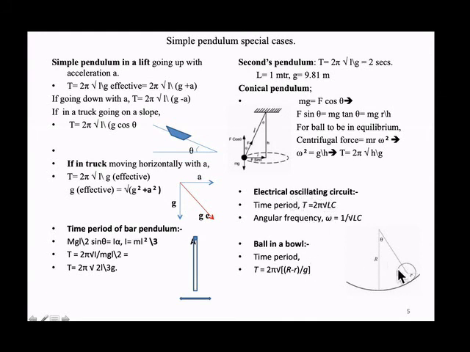Suppose this ball is there, it is rolling like this. It is rolling. What is this length? This length is R minus r. So 2 pi root L by g, 2 pi root (R minus r) by g. It is a frictionless surface, so it is oscillating. 2 pi root L by g. Here the resultant L is R minus r.